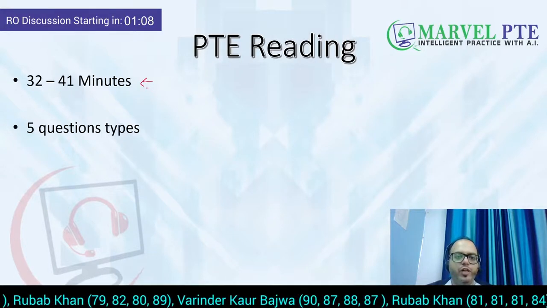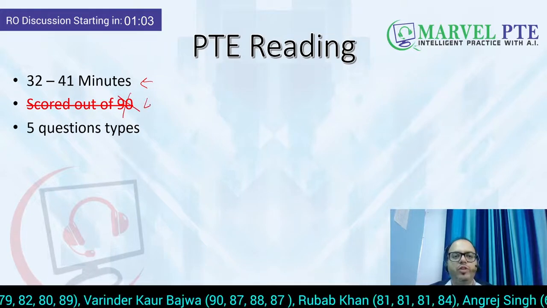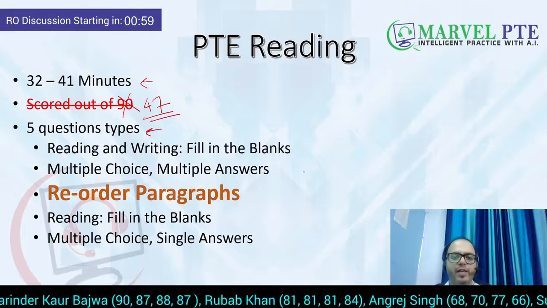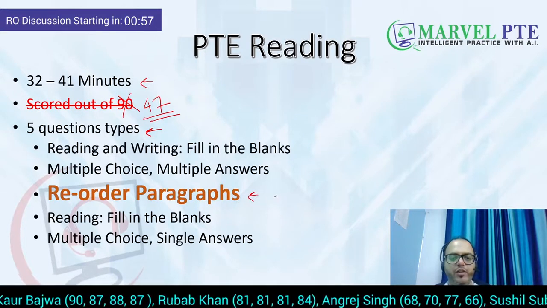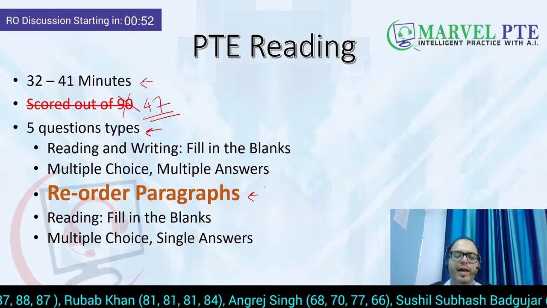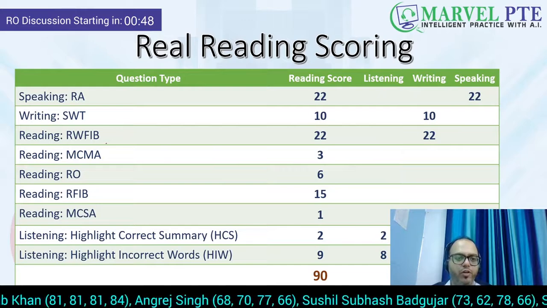PTE reading is of 32 to 41 minutes. Is it scored out of 90? The answer is no. It is scored out of 47 and it has got 5 question types, and today's topic, which is reorder paragraph, is the third question type in this order, and we are now going to discuss it. But before that, let's see the complete scoring of reading.